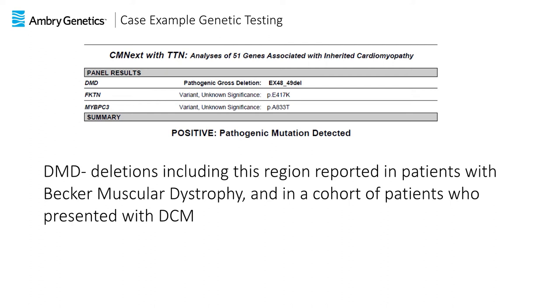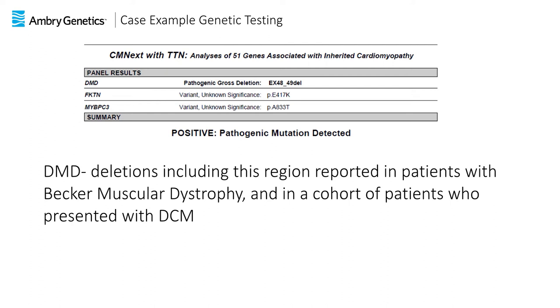They identified a variant in three different genes: DMD, FKTN, and MYBPC3. DMD and MYBPC3 are quite familiar to me. To be honest with you, I know nothing about FKTN, or at least I didn't at the time that I received these genetic testing results. The latter two variants were interpreted to be of unknown significance, and the first variant in DMD was interpreted to be pathogenic or disease-causing.